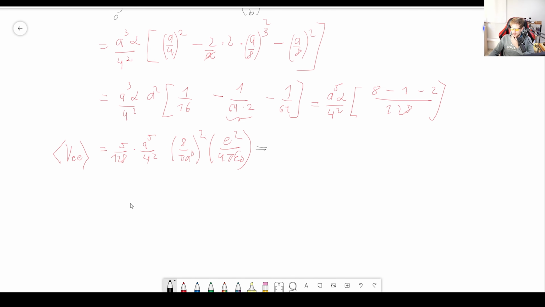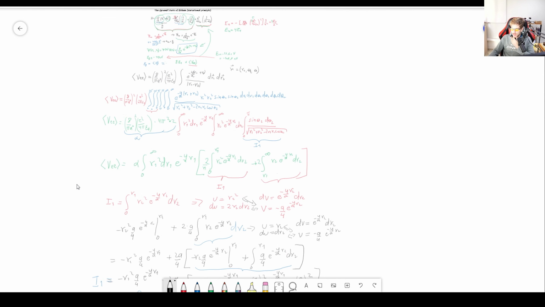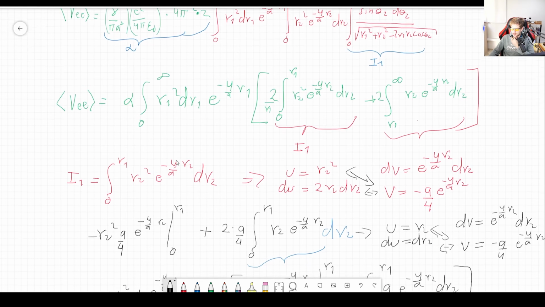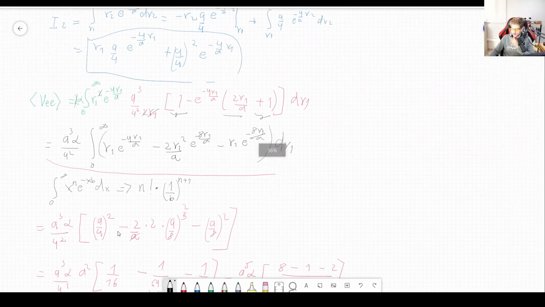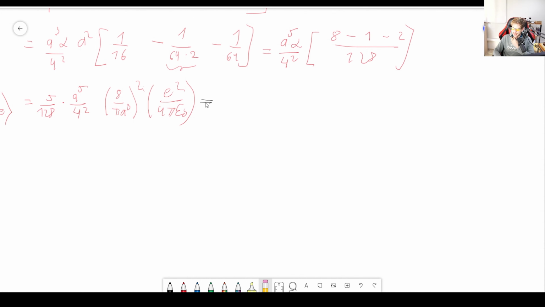Wait. Did I forget something? Yes, I didn't include everything. I almost forgot to include this 4 pi squared times 2. So I still need to include that. In case you don't remember, that came from the integrals of phi and of theta 1. So 4 pi squared times 2.